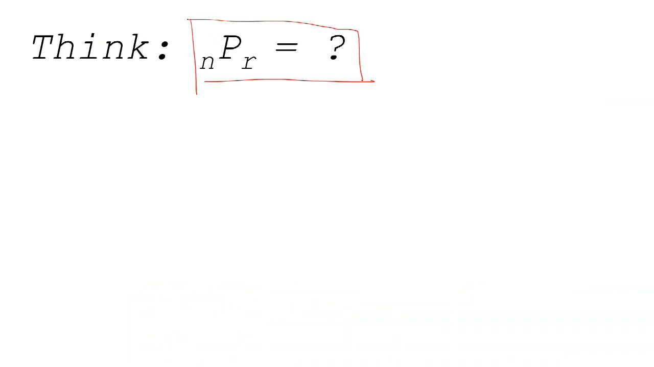Okay, so the question is, what is Pnr? What is this number? Exactly. So let's draw a diagram. Suppose we have n different elements in a container.